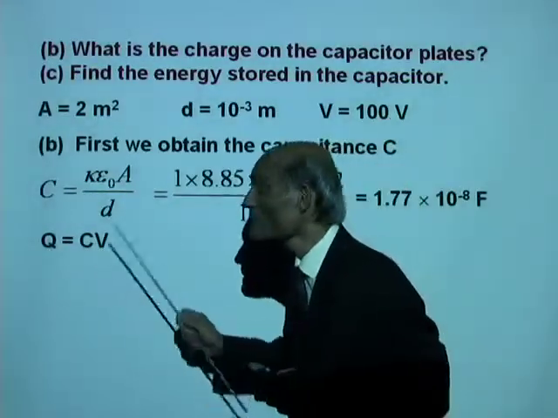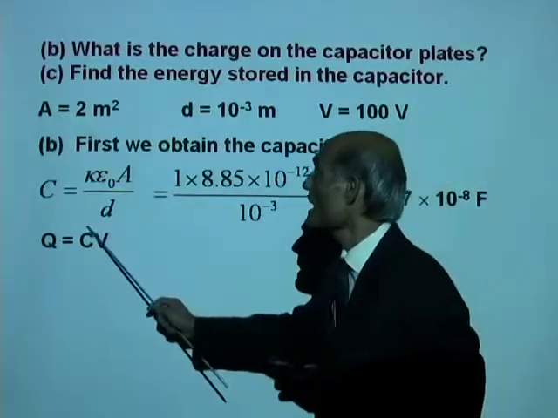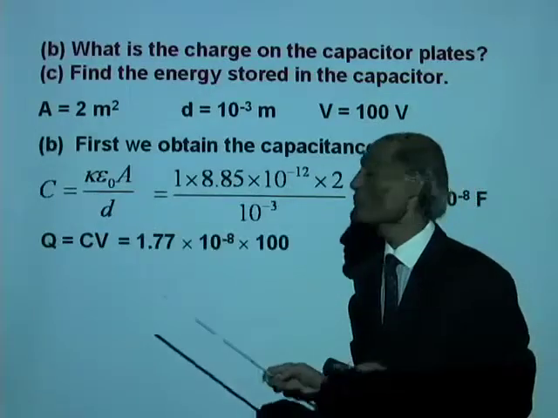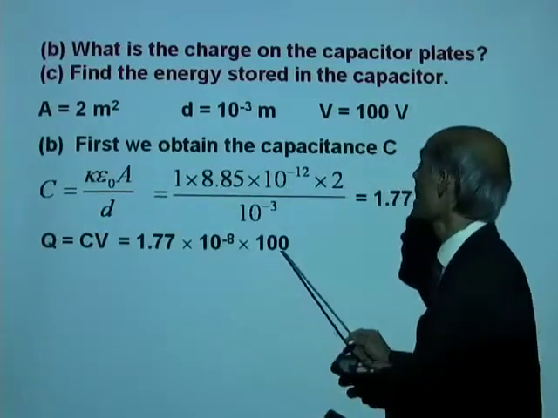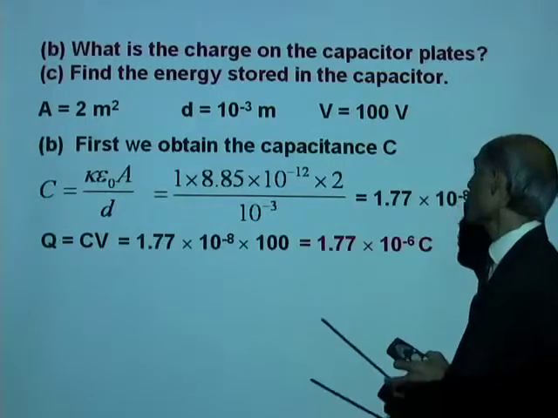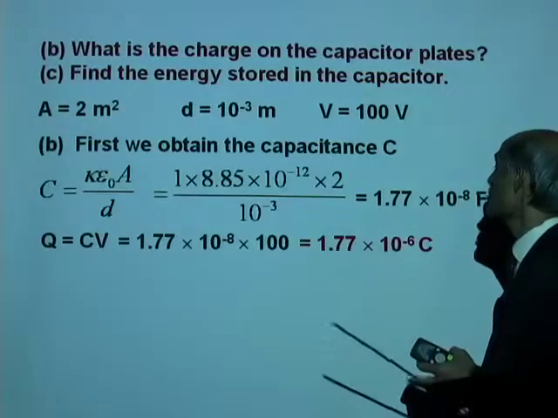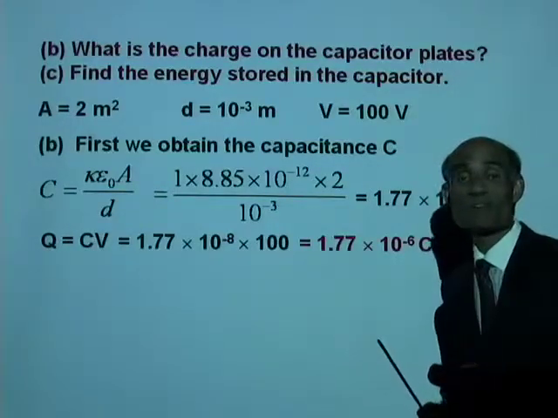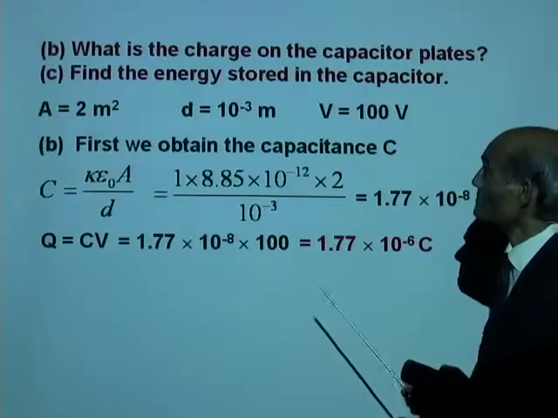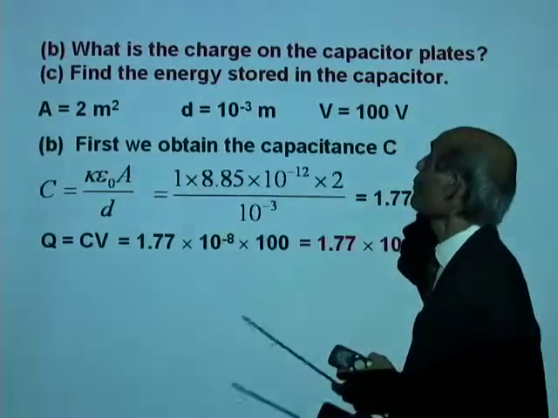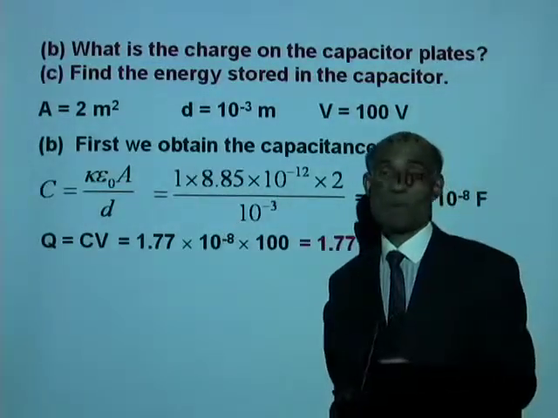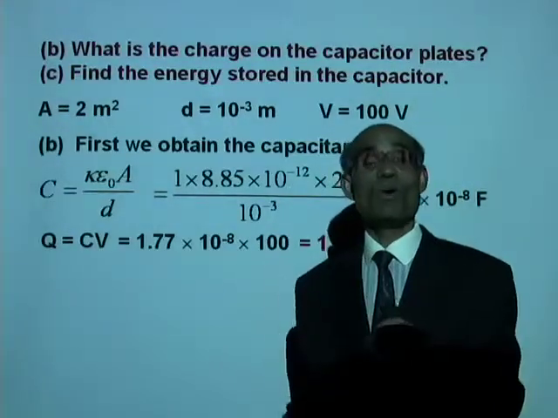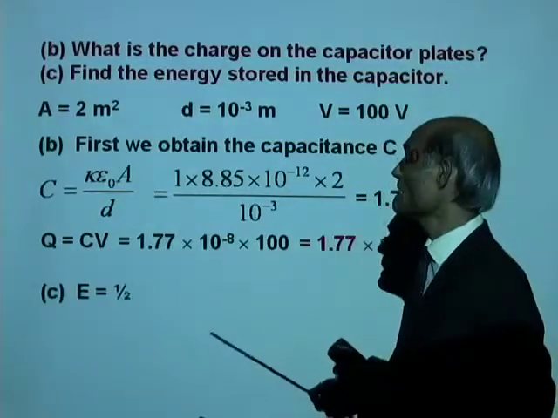Alright, Q equal to CV. We have now obtained the value of C. We know the potential difference. Therefore, Q equal to C times V. That will be 1.77 times 10 to the negative 6 coulombs, which is 1.77 microcoulomb. Find the energy stored in the capacitor. Well, energy stored is 1/2 CV squared or Q squared over 2C.